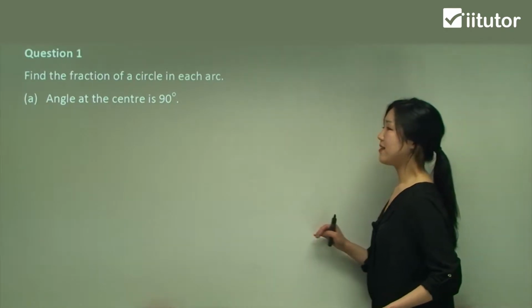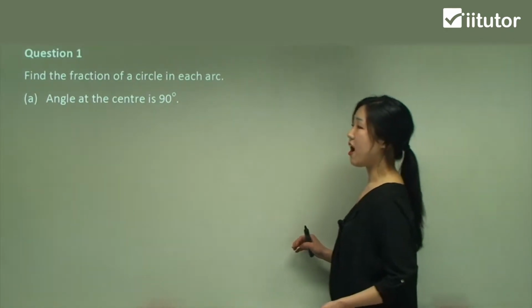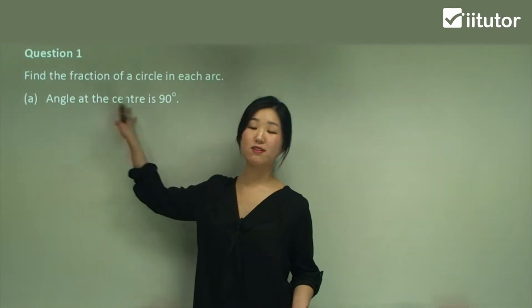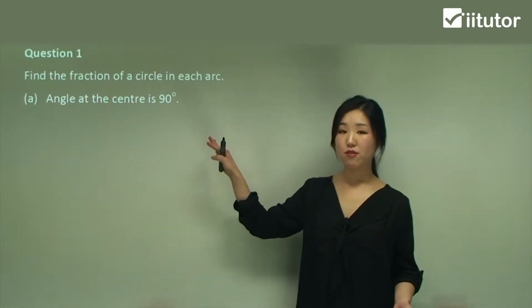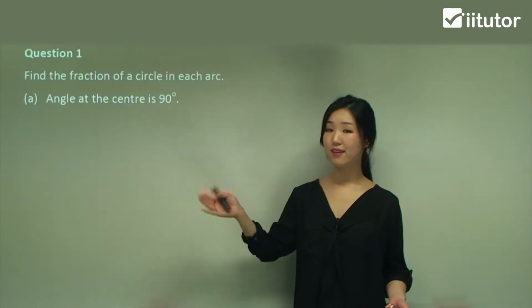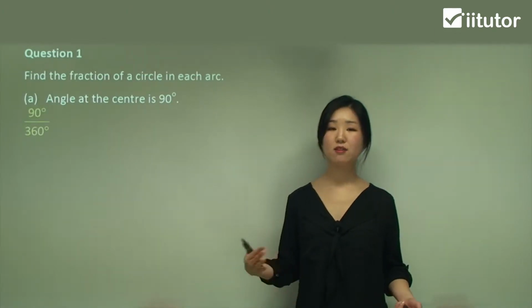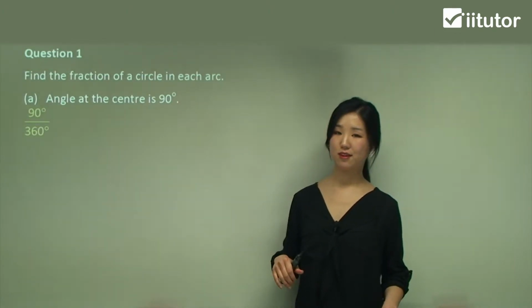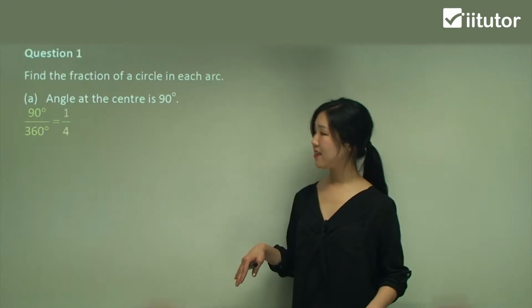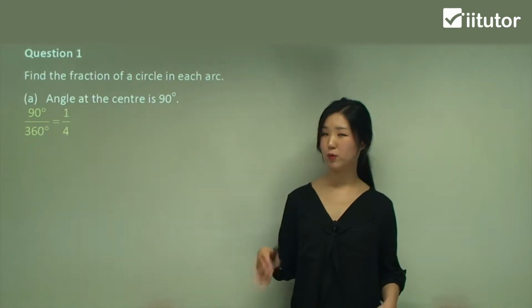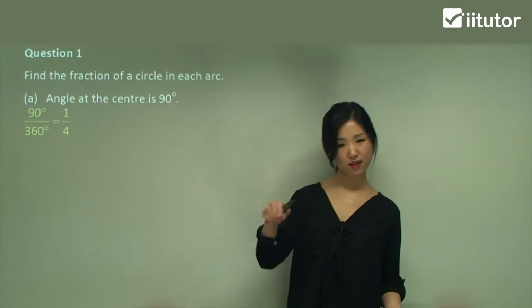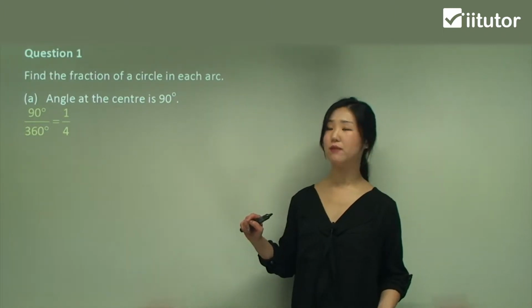So question 1, it says find the fraction of a circle in each arc if the angle at the center is 90 degrees. Now guys, remember the full circle is 360 degrees. So the fraction would be 90 degrees over 360 degrees. Simplify that, it's a quarter, 1 over 4. Because we know that 90 degrees is a quadrant, isn't it? So it's definitely going to be a quarter.